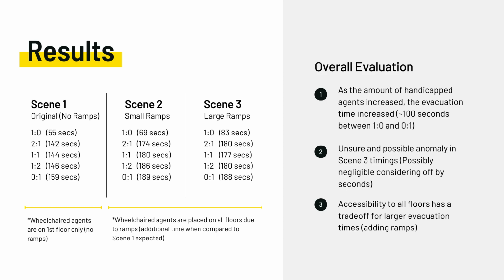The possible anomaly in scene 3 timings is another thing, so possibly that's negotiable considering the amount of time we give the agents to evacuate. And then accessibility to all floors has a trade-off for larger evacuation time, so that's with adding ramps. So if we add more large ramps for larger crowds of handicapped people, that could add more time.